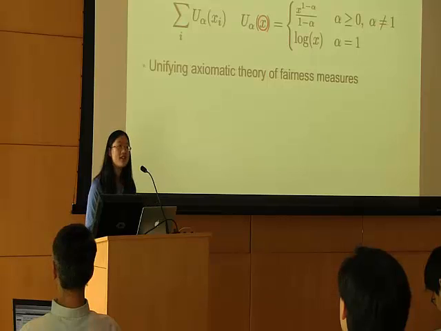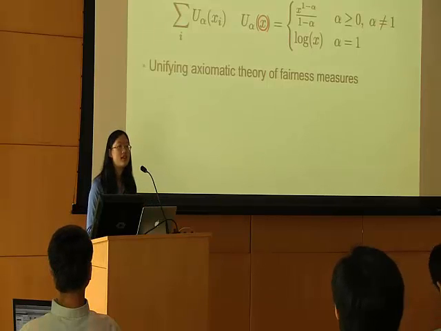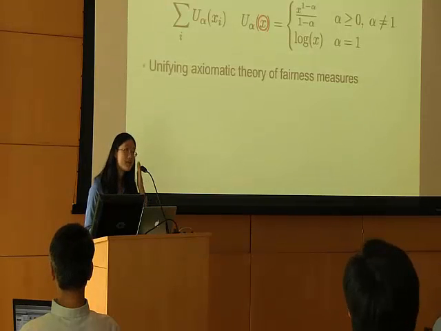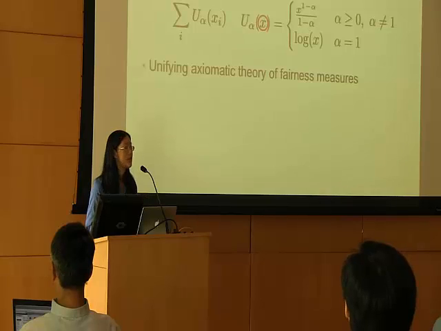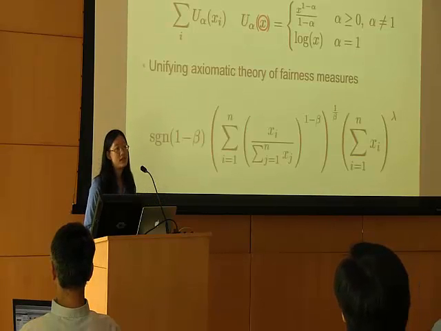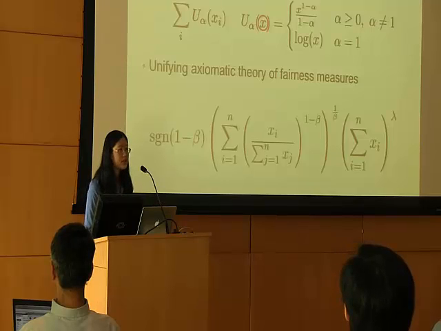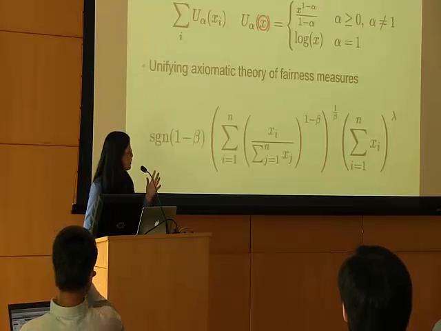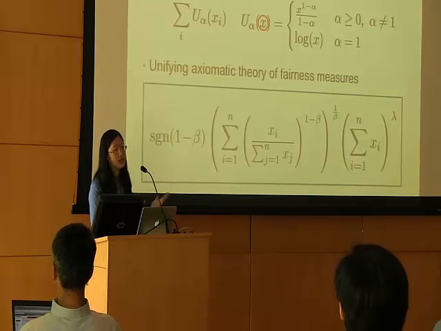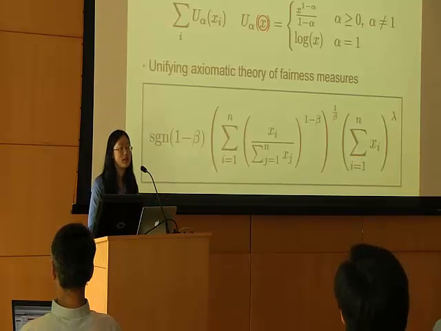However, in 2010, Tian and Mung showed that these are really just a subset of a much larger family of fairness functions, which satisfy 4 or 5 different axioms. I won't present the axioms here, but this is what the function looks like. So this is the type of fairness function that I'll be adapting later to the multi-resource case.